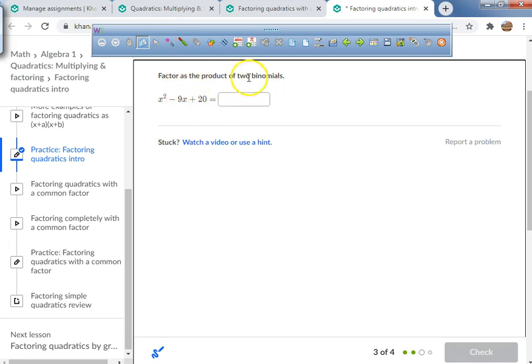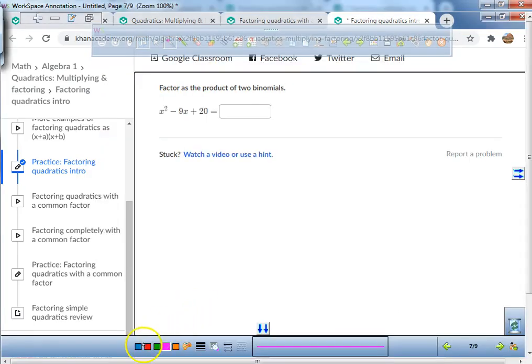Factor as the product of two binomials. So here we go. See if you guys can get this. I'm going to pause. I'm going to set it up. I'm going to put blank plus a blank equals -9, and blank times blank equals +20.